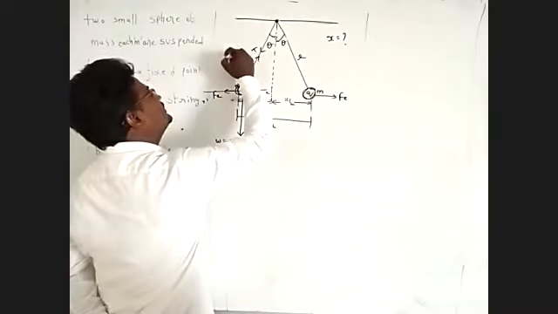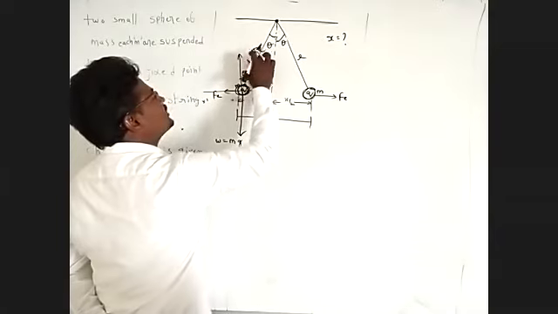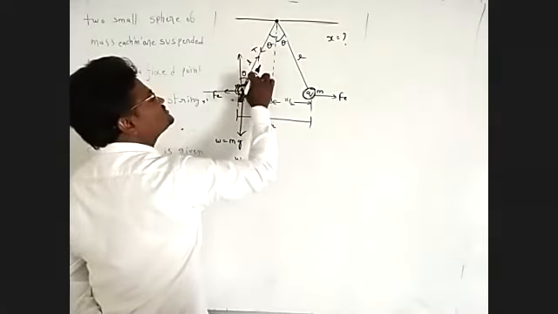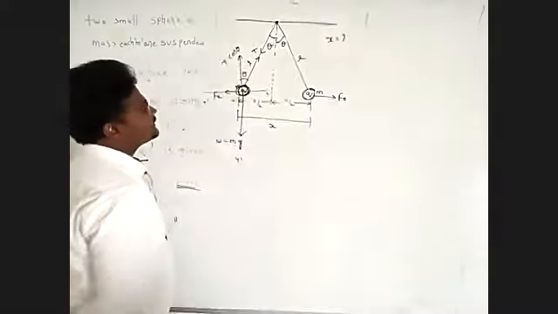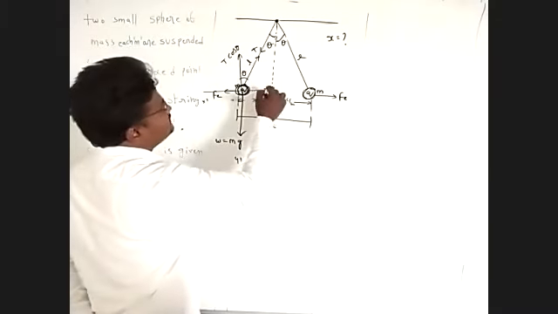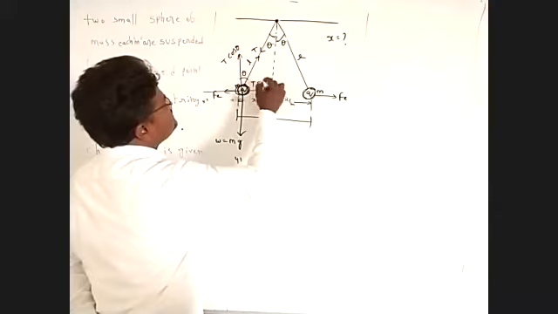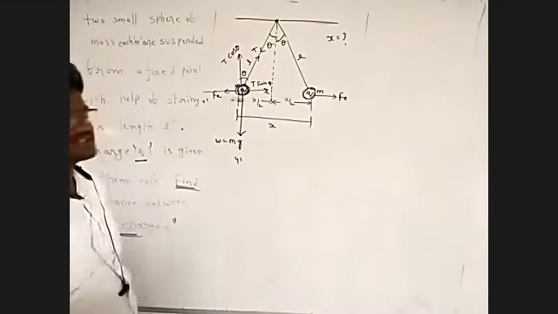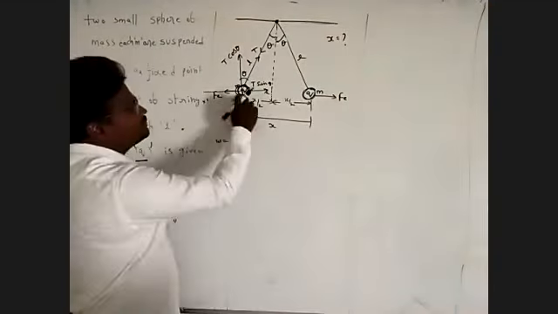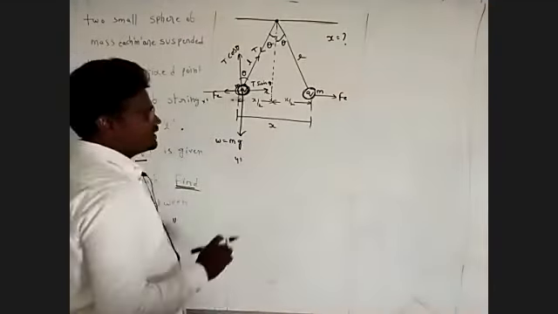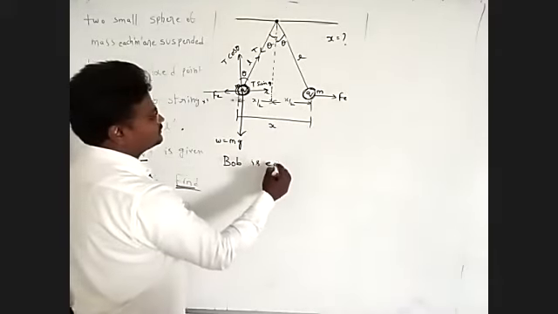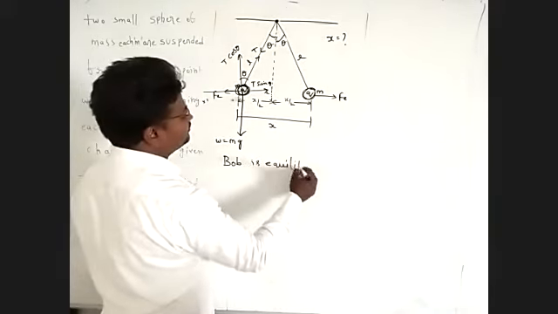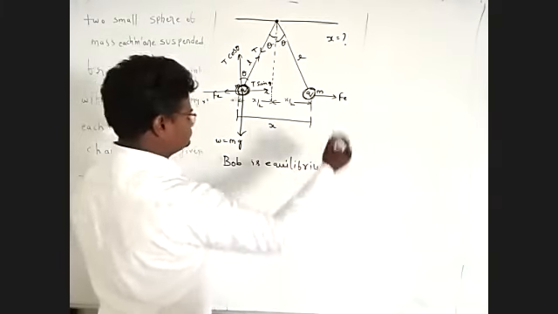Now the tension T can be resolved into two components. Making angle theta means this is T cos theta, and this is T sin theta. Now the bob is at equilibrium position. So the bob is in equilibrium condition.